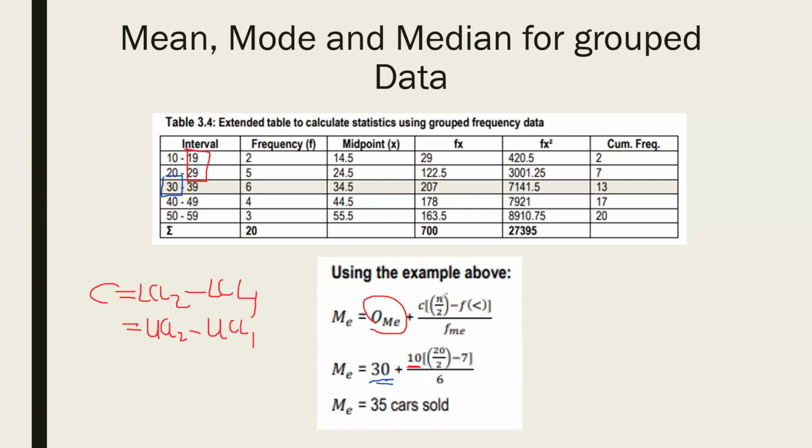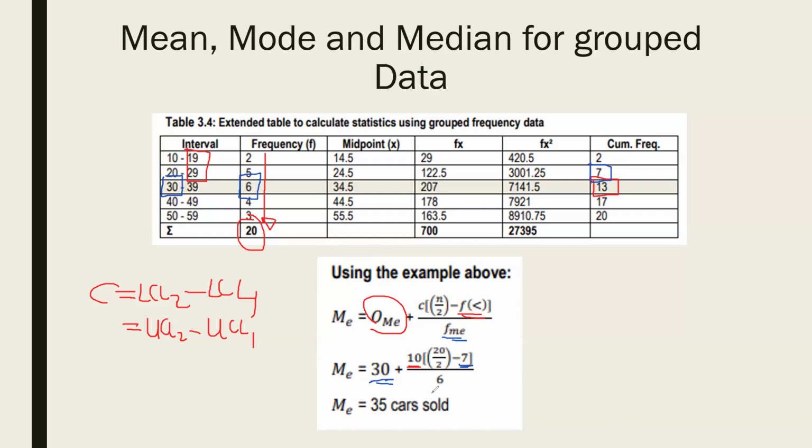Then N, you add all the frequencies. When you add all these frequencies, you get 20. That's why there's a 20 there, right? Then divided by 2, the 2 is just a constant, minus F less than. Remember, the cumulative frequency of the median class is 13. So for F less than, we take the one before the class, which is 7, the one in blue. That's why that's the 7 there. Then FME, that's this 6 here, the frequency of the median class. When you find the median class, or the median interval, then you take that 6 there.